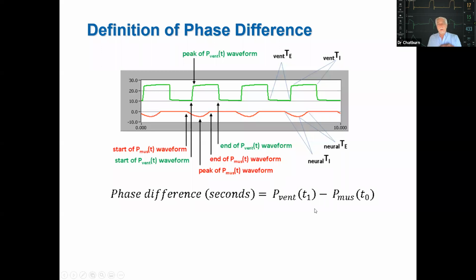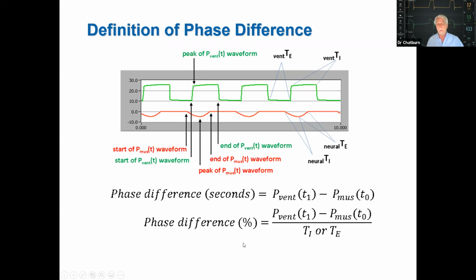Now, if you look in the literature, they often talk about phase difference, and they describe various ways of describing or measuring the phase difference. The simplest way would be to simply look at the time at T1 versus the time at T0 in muscle pressure. In other words, the difference between the start of the muscle pressure waveform versus the start of the ventilator pressure waveform. Or you could think of it in terms of the difference in terms of the peak values, which would give you a different number.